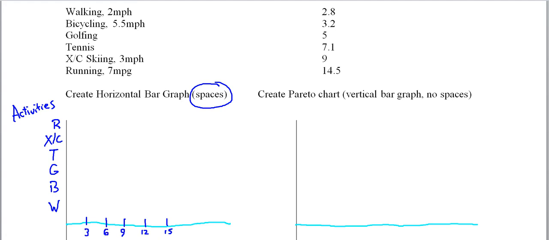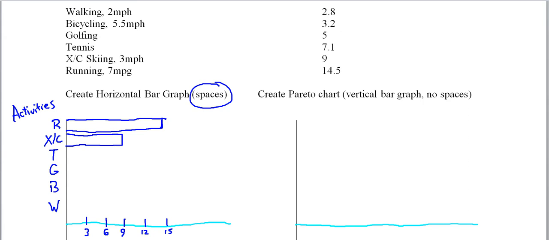Running takes about 14.5, so I'm going to make a horizontal bar that goes almost to 15, so we'll cut it off right about there. I got a little overhang there. Cross country is easy to measure because we have a tick mark exactly at 9, and you see that there are spaces between these bars right here.